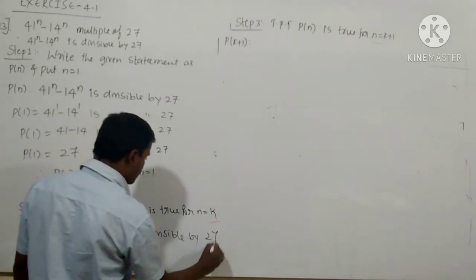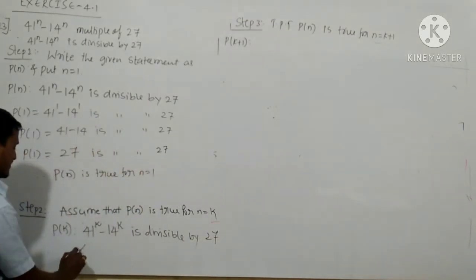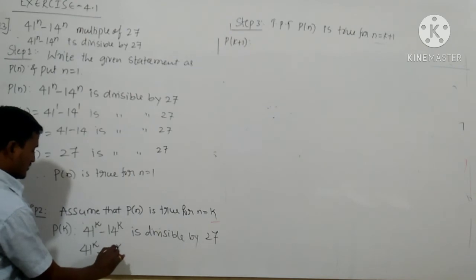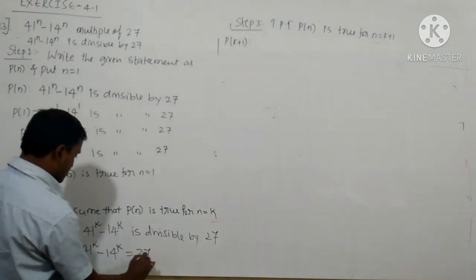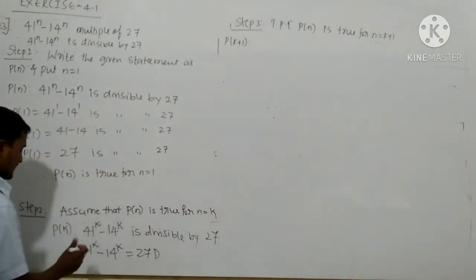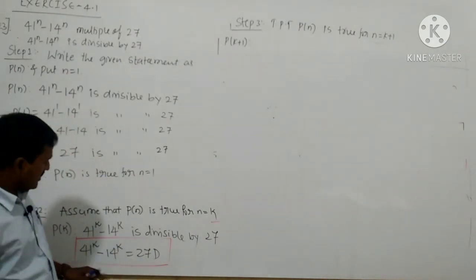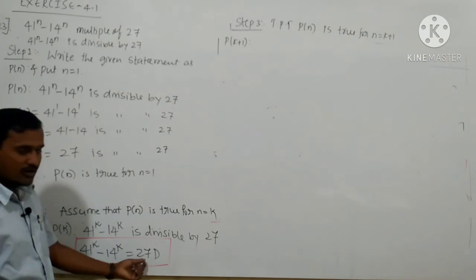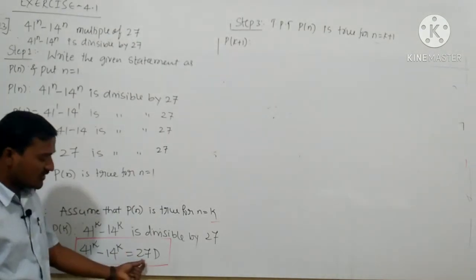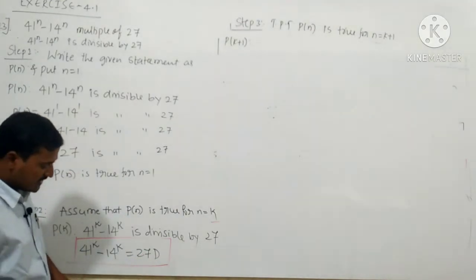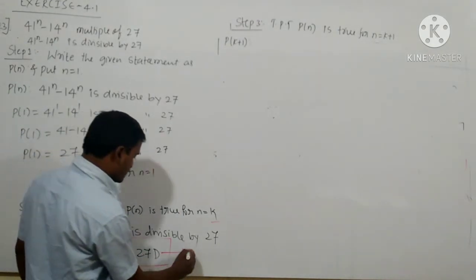Divisible by 27. If this term is divisible by 27, we will write 41 raised to k minus 14 raised to k is equal to 27 times d. Whether it is right or wrong, right? So here we should write the product of 27. This number is a product of 27, so clearly this term is divisible by 27. Call this as equation number 2.